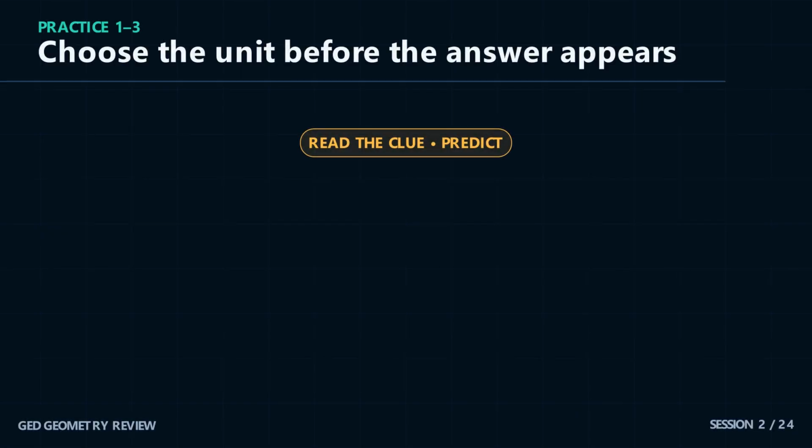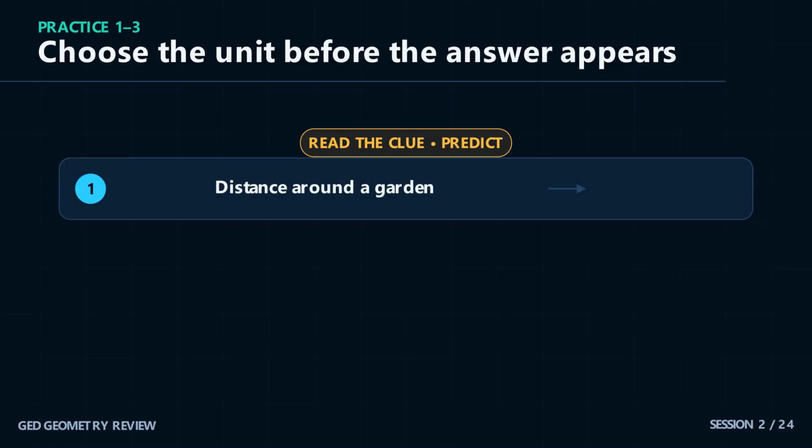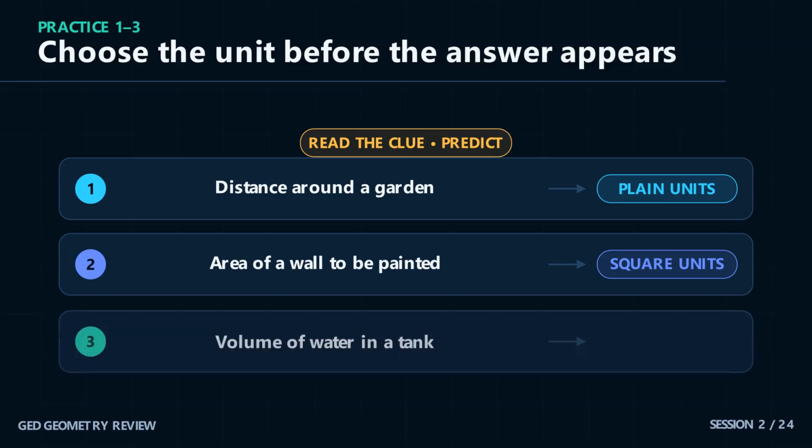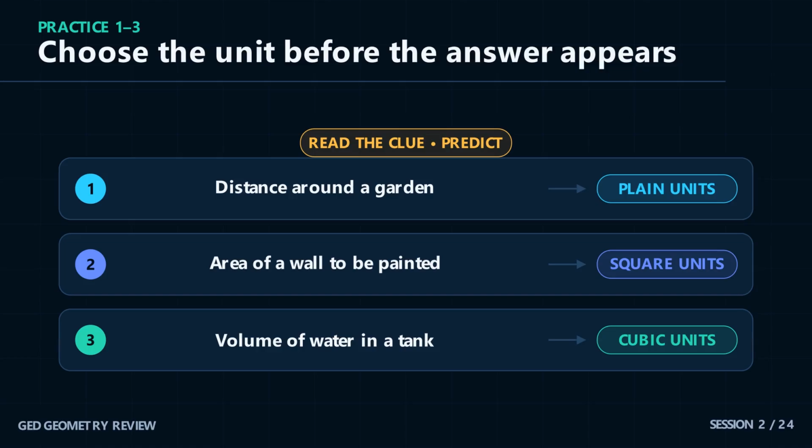Practice round 1. Decide the unit before each answer appears. First, distance around a garden. Around means perimeter, so use plane units. Second, area of a wall to be painted. Paint covers a flat surface, so use square units. Third, volume of water in a tank. Volume fills three-dimensional space, so use cubic units. Notice that the object does not choose the unit. The requested measurement chooses the unit.